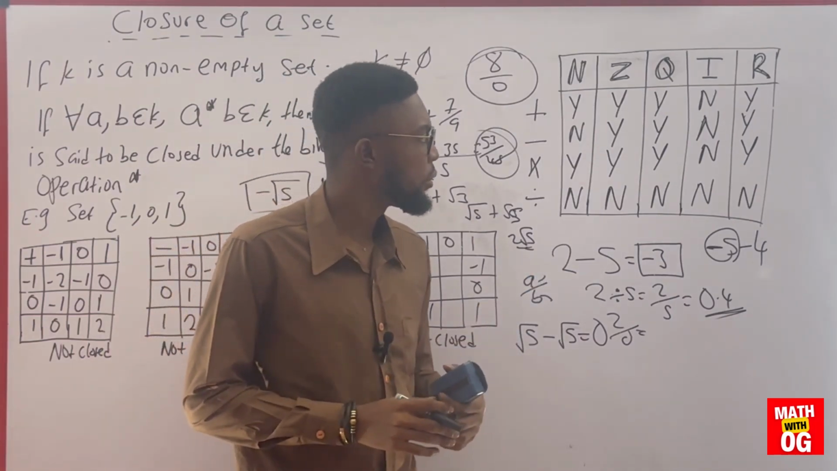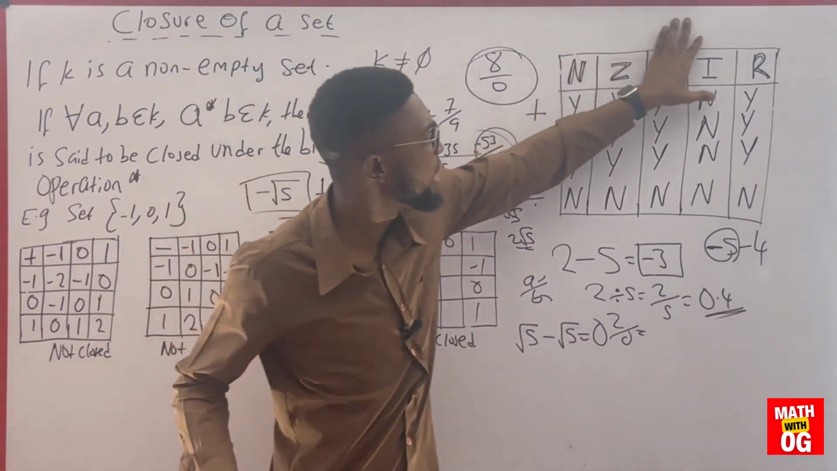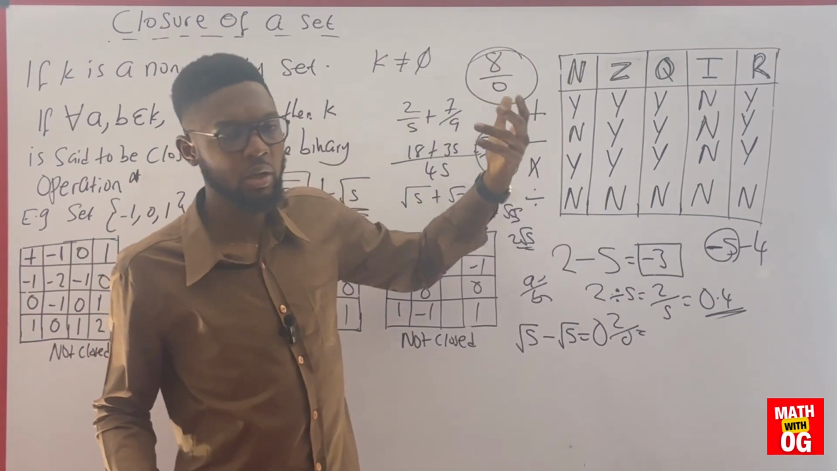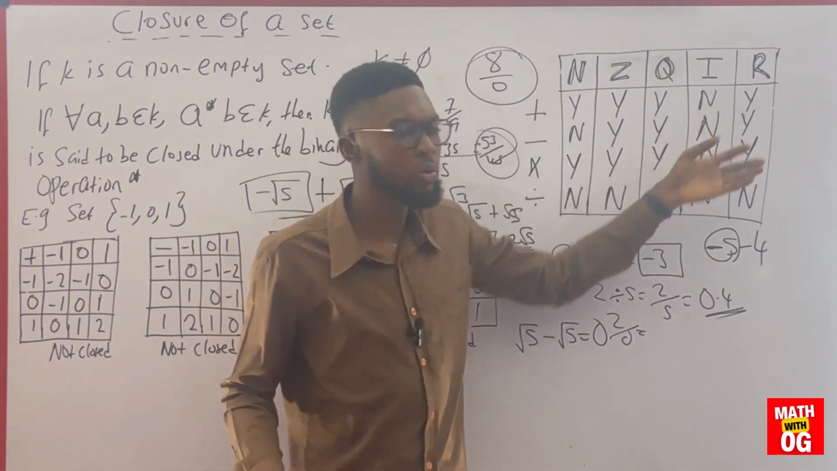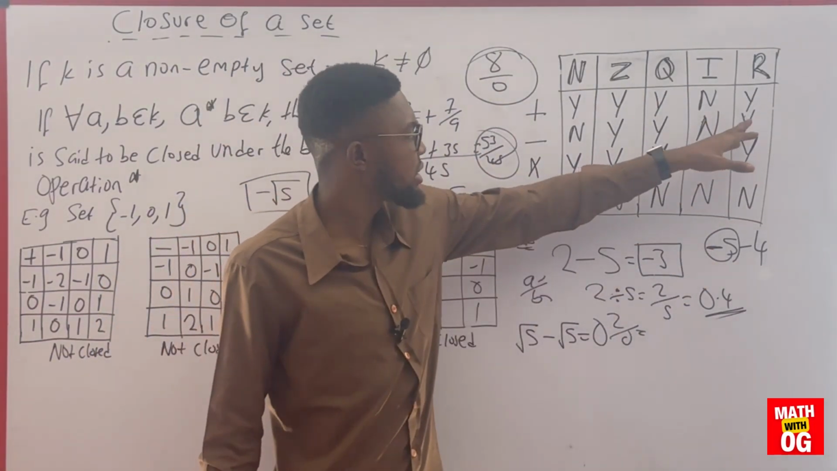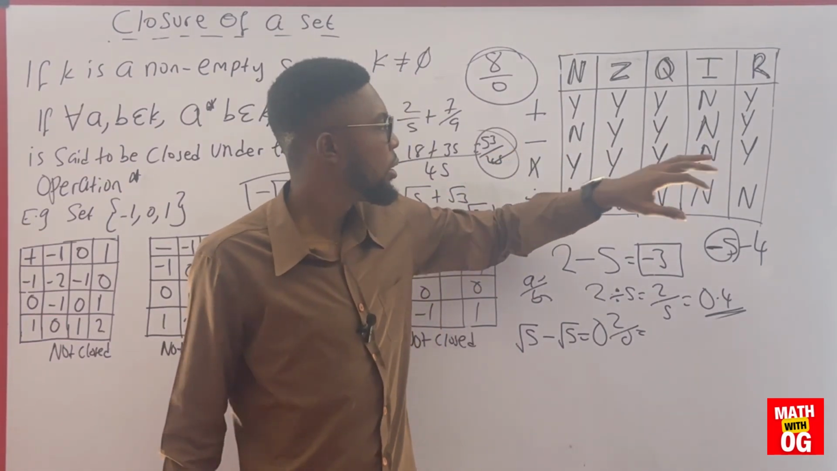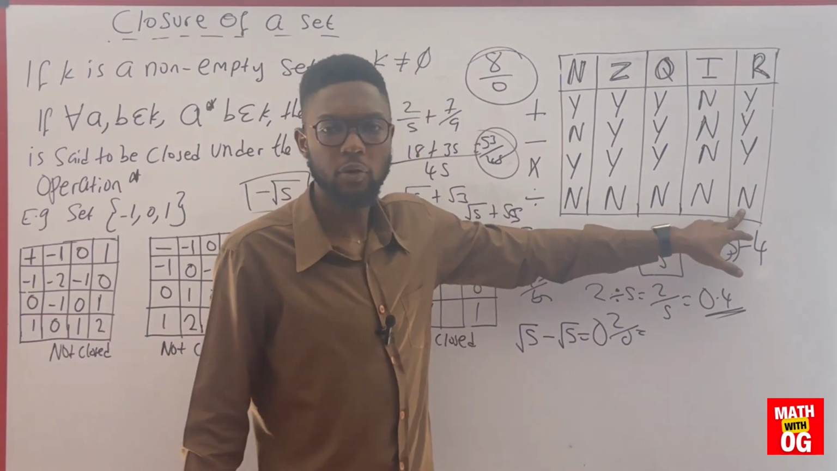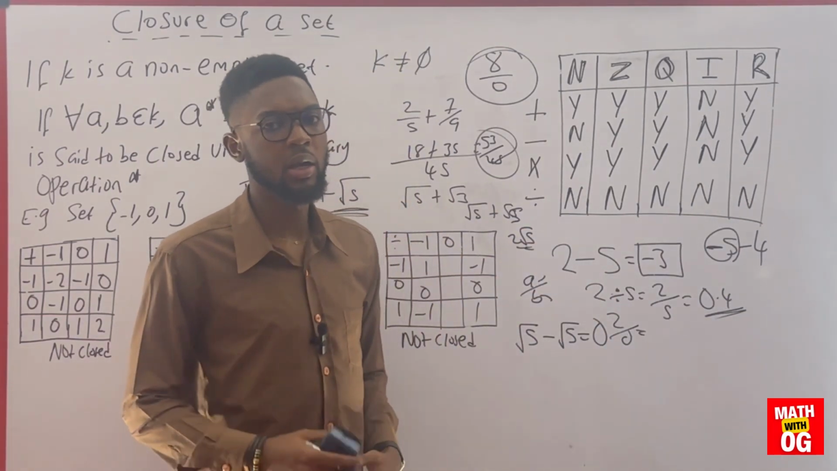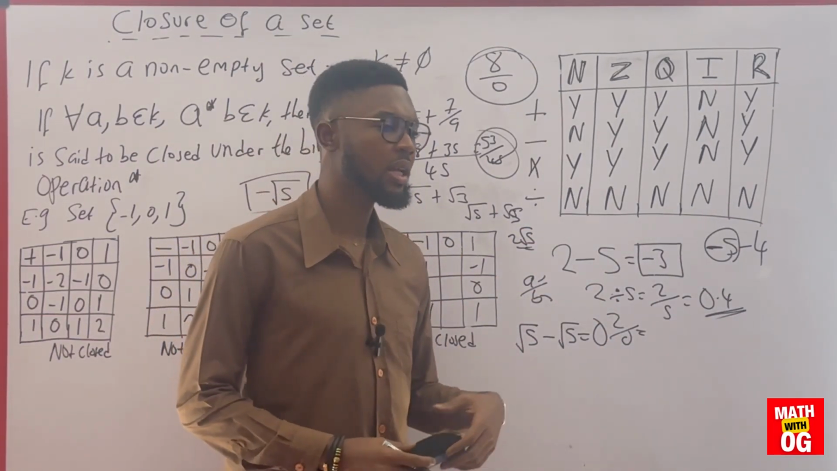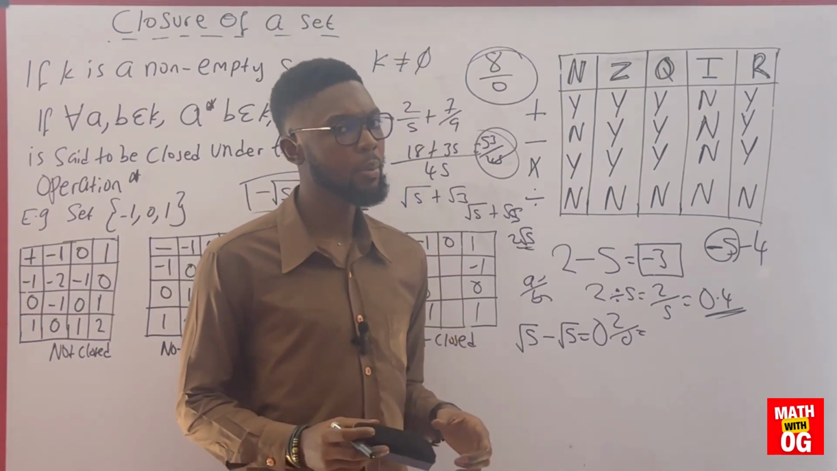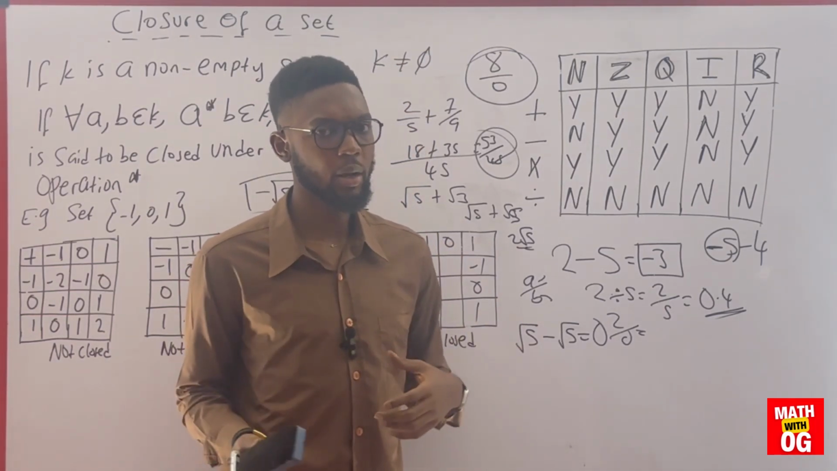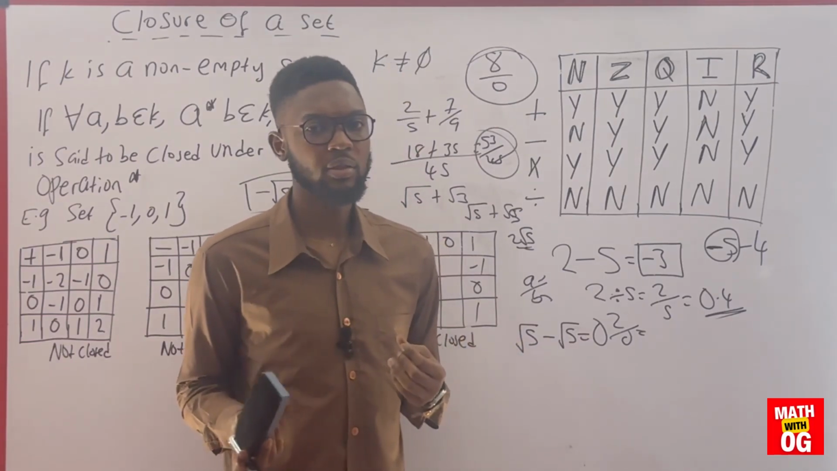Now, lastly, we have our real numbers. All these numbers here are real numbers. So whenever you add any real numbers, you get a real number. Whenever you subtract real numbers, you get a real number. Whenever you multiply real numbers, you get a real number. However, it will not work for division because 0 is a real number, and 8 over 0 is indeterminate, and that is not a real number. Remember, infinity is not a real number, both negative and positive infinity.